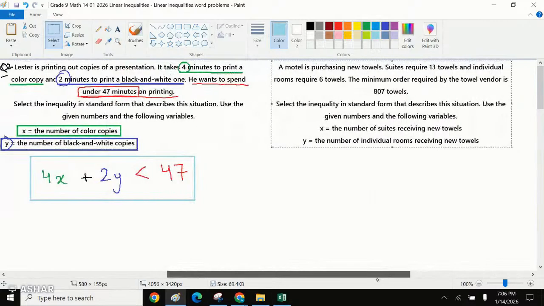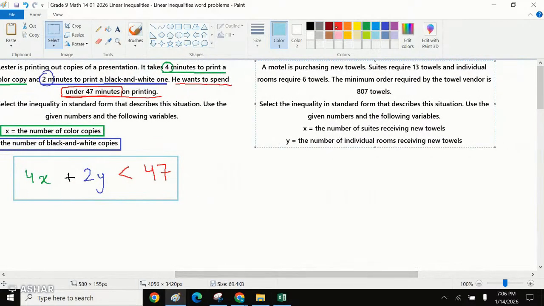So if this is a question given to us, okay, and it says a mortal is purchasing a set of new towels. This is our question number 3. Let's highlight. Suites require 13 towels, okay? And individual rooms require 6 towels. So we have given information. In a suite, they will put 13 towels. In a room, they will put 6 towels, right?